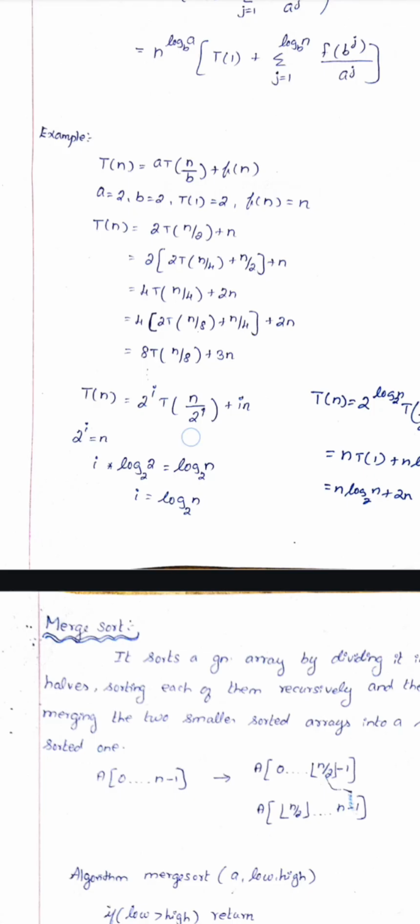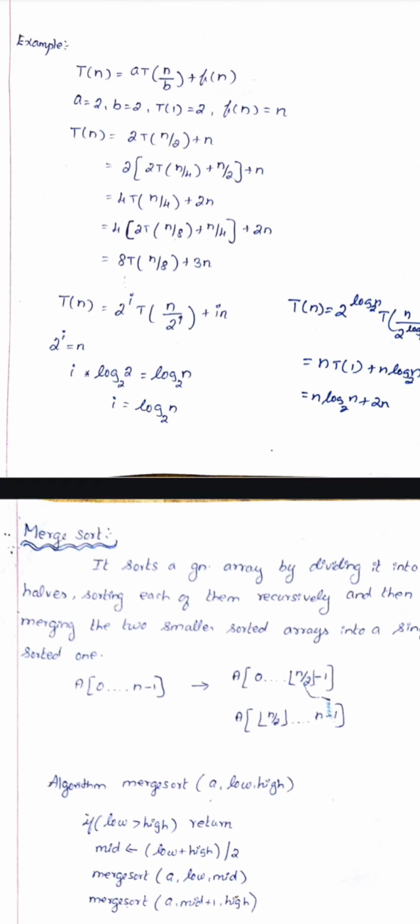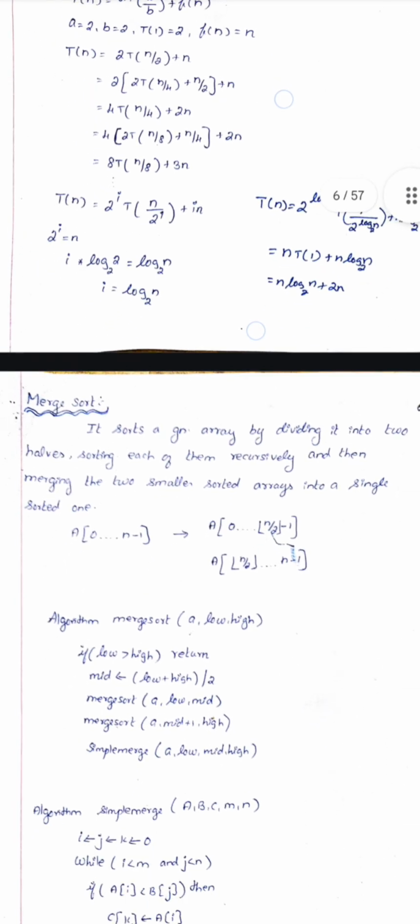considering an example: 2t of n by 2 plus n. Now 2t of n by 4 plus n by 2 plus n by 2, since n will be divided by 2. Then again 4t of n by 4 plus 2n. Then again 2t of n by 8 plus n by 4, plus 2n. This gives you the final answer as 8t of n by 8 plus 3n.